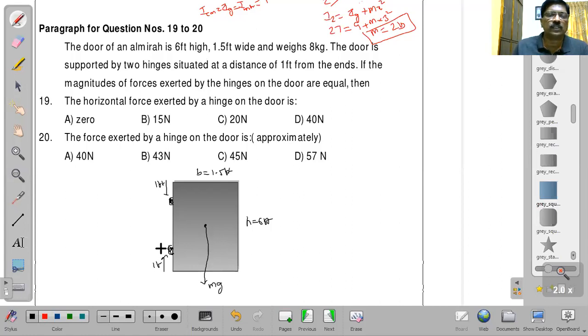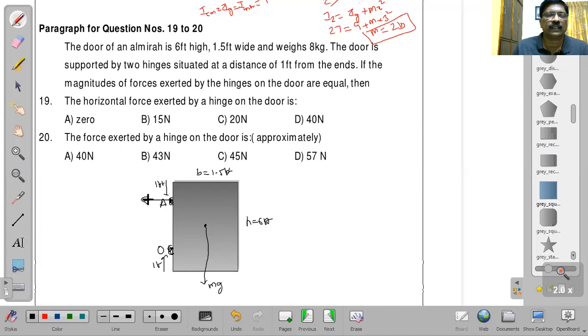Due to that, about this lower hinge, say it is O, and this is say A, about O, because of this weight, this almirah tries to rotate in the anti-clockwise direction. That's why this almirah pushes this hinge in this direction. At the same time, the hinge pushes the almirah towards the left.